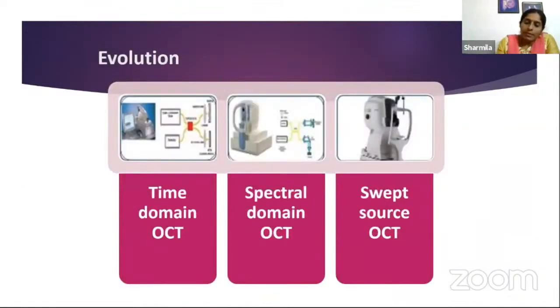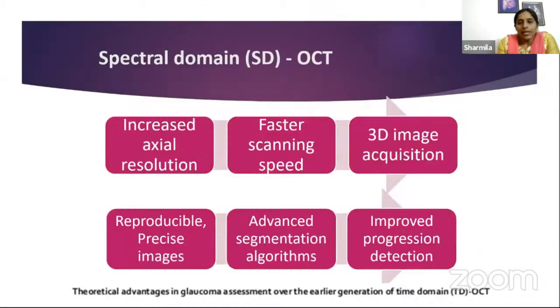We all know that there have been several evolutions in the OCT. First it started off with the time domain, then spectral domain, and now swept source OCT. So the recent modalities of OCT have better resolution, faster scanning speed, three-dimensional acquisition of images, they're highly reproducible, they have better segmentation algorithms, and they're very useful for detecting progression.